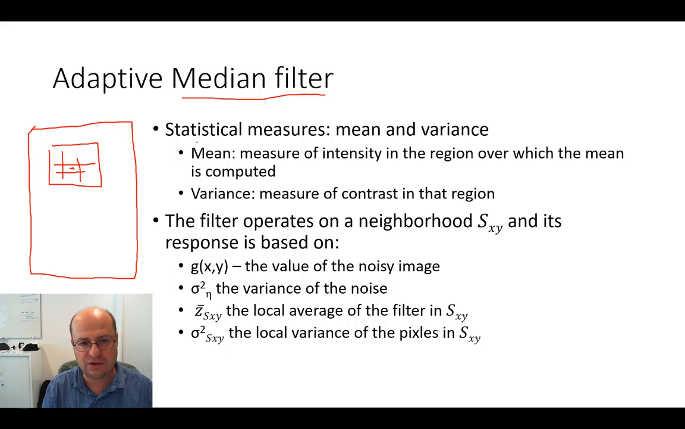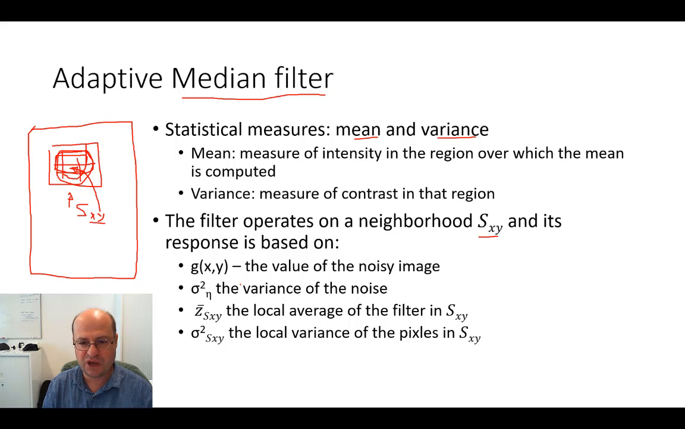What it does is it works on statistical measures such as mean and variance. The mean is the measure of intensity in the region over which it is computed, and the variance measures the contrast in that region. The filter operates on the neighborhood. This is a neighborhood which we call S_xy, the neighborhood around the center point x and y.